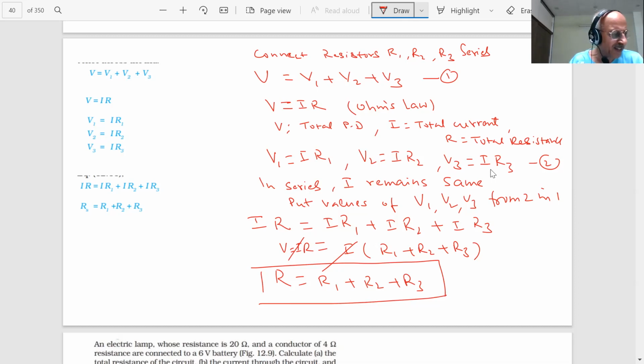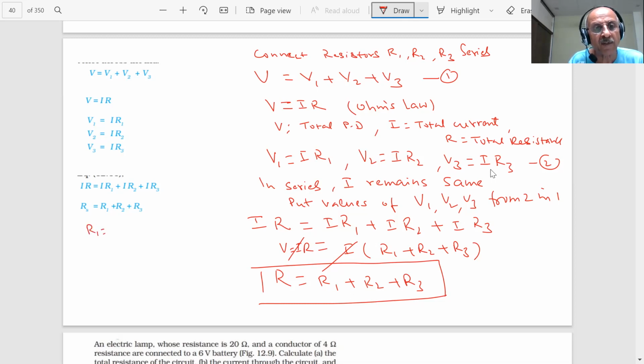Therefore, students, when we connect the resistances in series, what will happen? When we connect the resistances in series, the resistance of the combination is equal to the sum of their individual resistances. So this is the resistance of the combination, which is equal to the sum of the individual resistances.